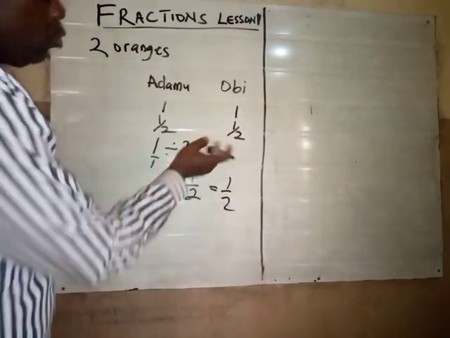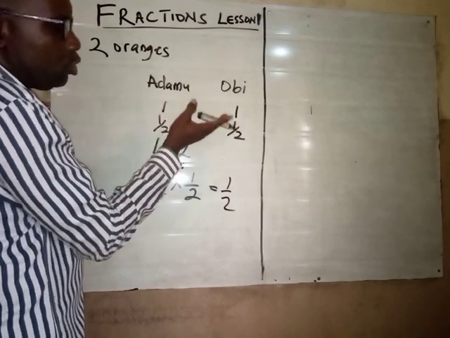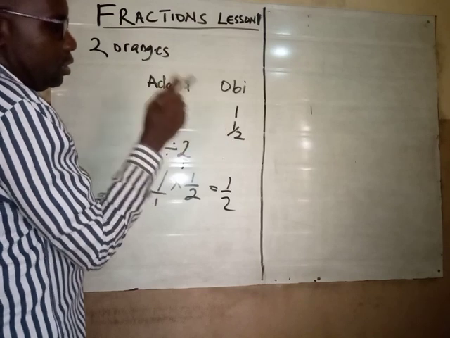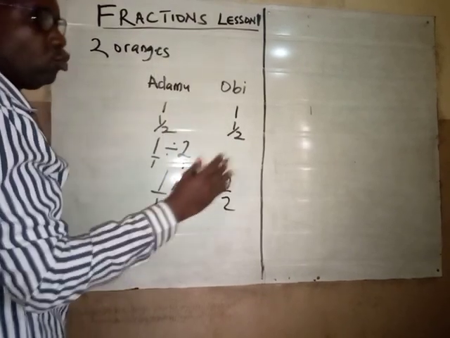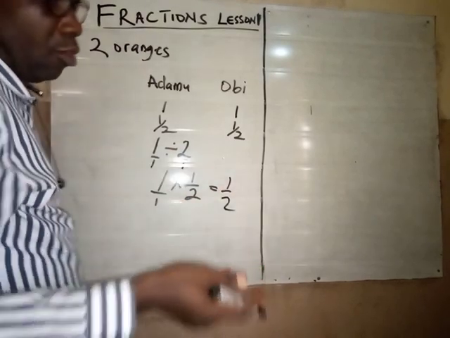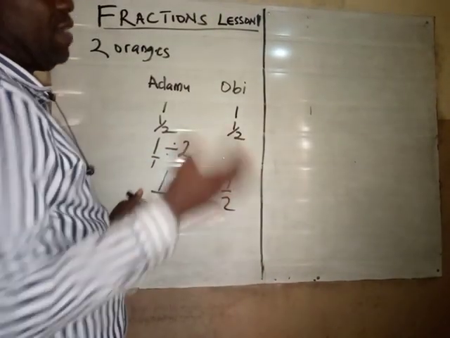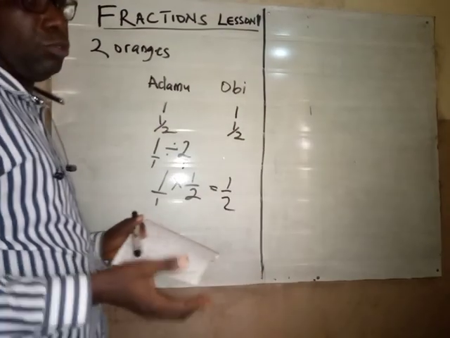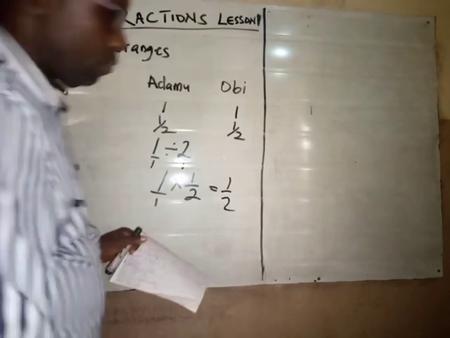And this is what we call a fraction. Each of them is not getting a whole. Instead of getting 1, they are getting half, the one divided into 2. So a fraction can come in different forms. Sometimes 1 is divided among 3 people so that each one will get 1 over 3. So this is what a fraction represents.